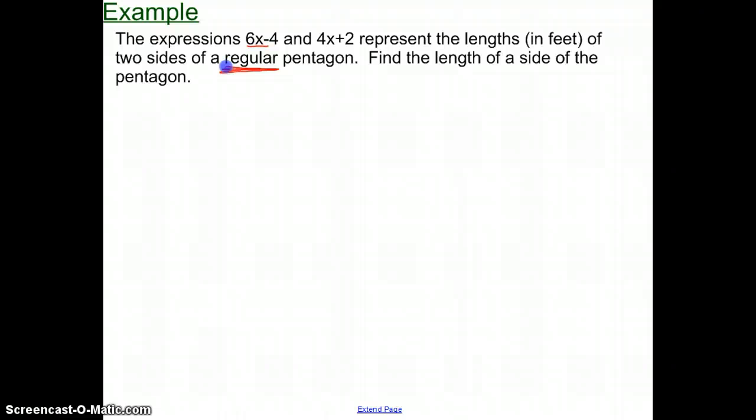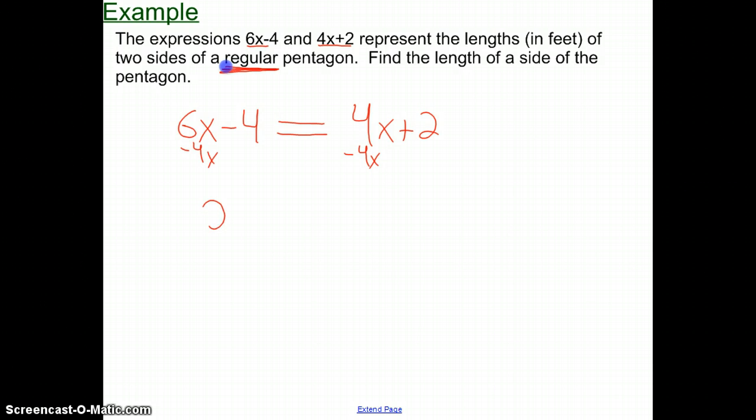Here are 2 expressions for 2 of those sides. So, because it's a regular pentagon, these 2 side lengths are equal to each other. And that's how we're going to get our answer, by setting these expressions equal to each other. And now it's just a matter of solving for x. So I'm going to subtract 4x from both sides. I'm going to add this 4 to both sides. So I got 2x equal to 6.